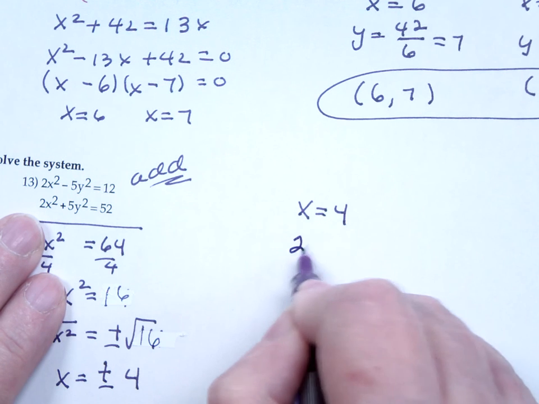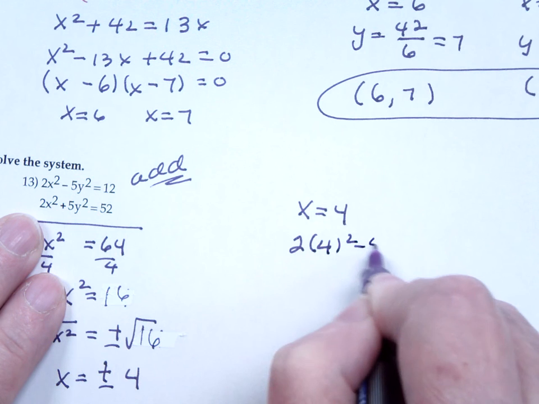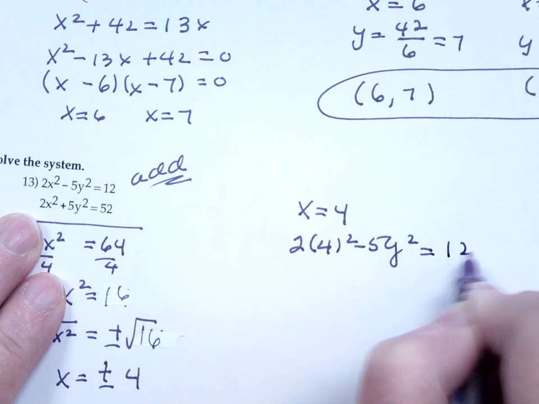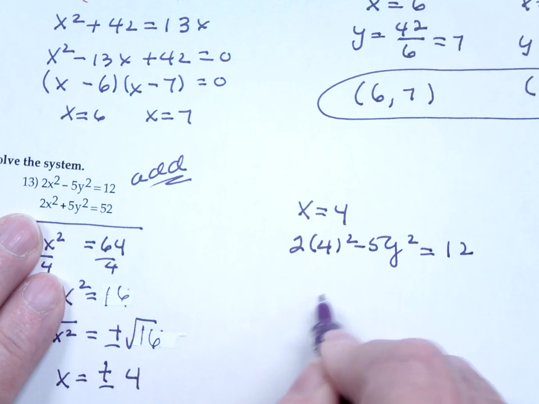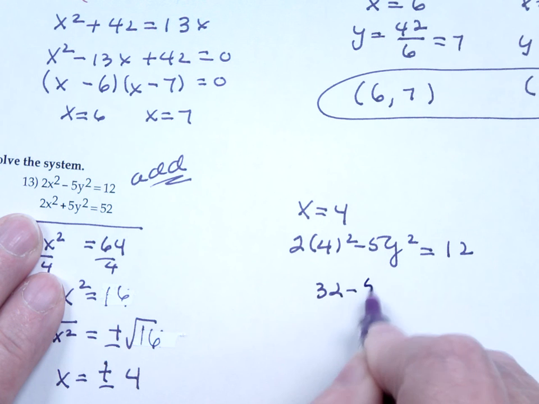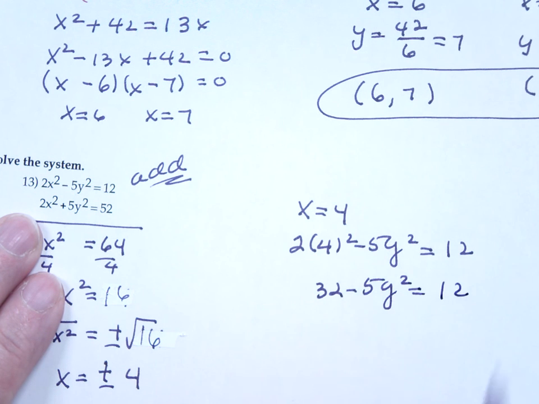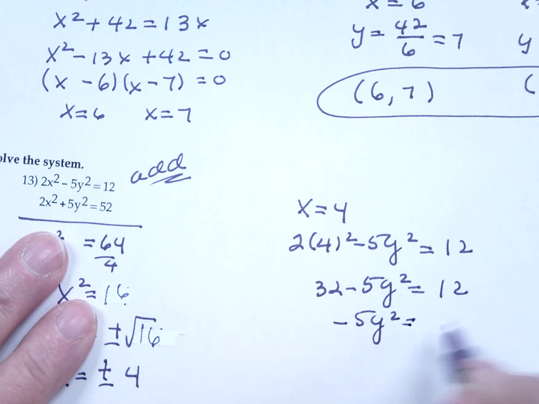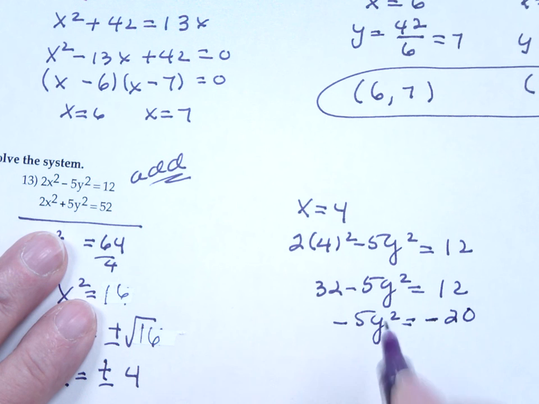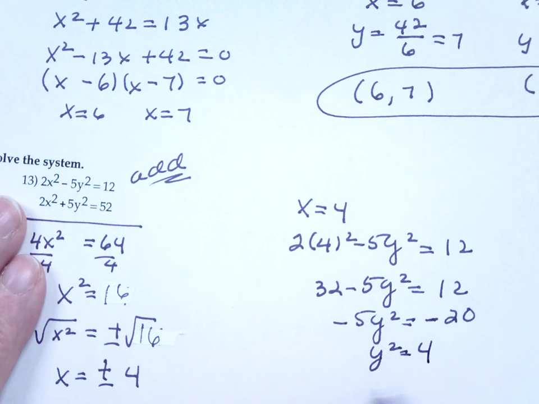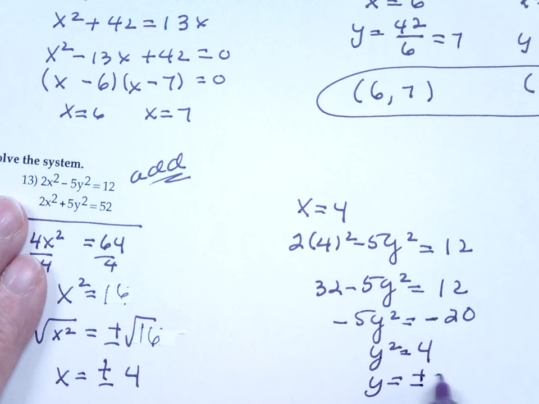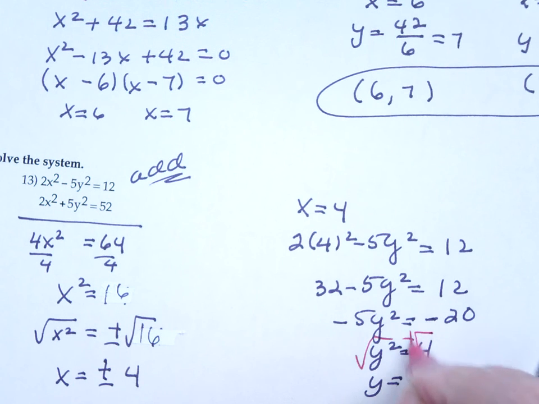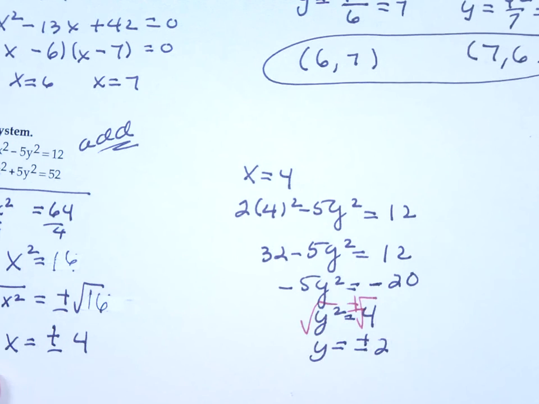Then I know that 2 times 4 squared minus 5y squared equals 12. 2 times 16 is 32 minus 5y squared equals 12. Minus 5y squared equals minus 20. Y squared equals 4. Y equals plus or minus 2. Take the square root of both sides. Don't forget the plus or minus. So that says if x equals 4, y is plus or minus 2.